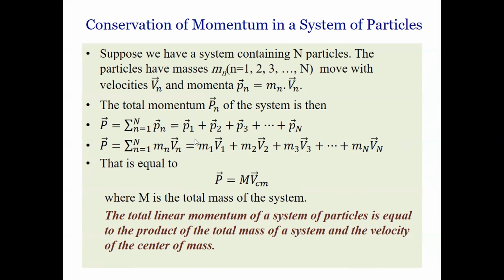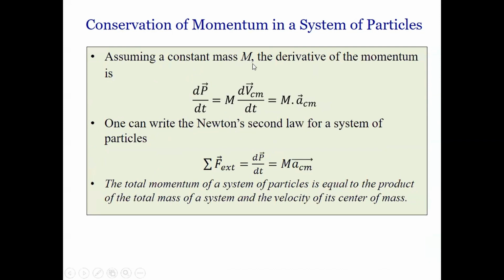So it looks like when an n particle system is moving with different velocities and all have different values of masses, then their total momentum is given by the total mass multiplied by the velocity of the center of mass. So it looks like the whole mass is concentrated at the center of mass, and the total system is moving as if it is the center of mass which is moving.